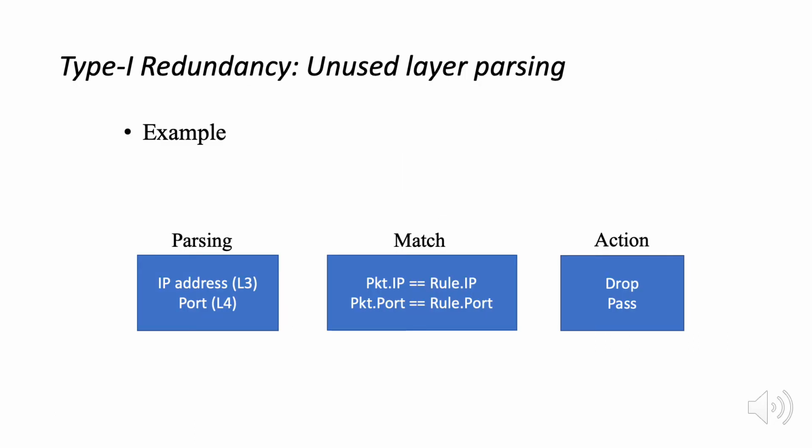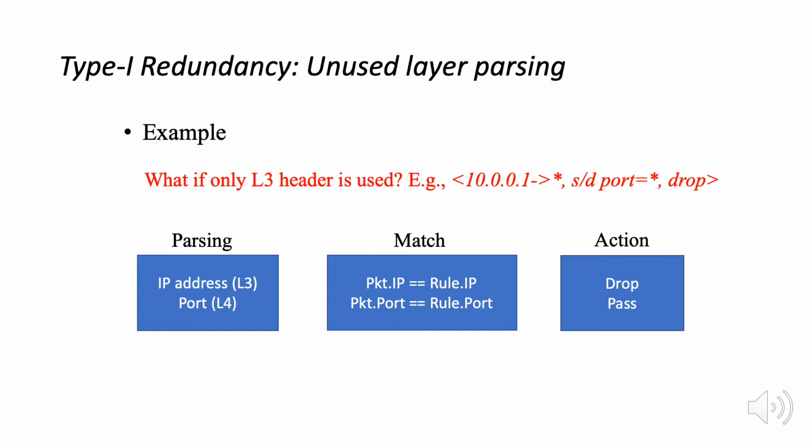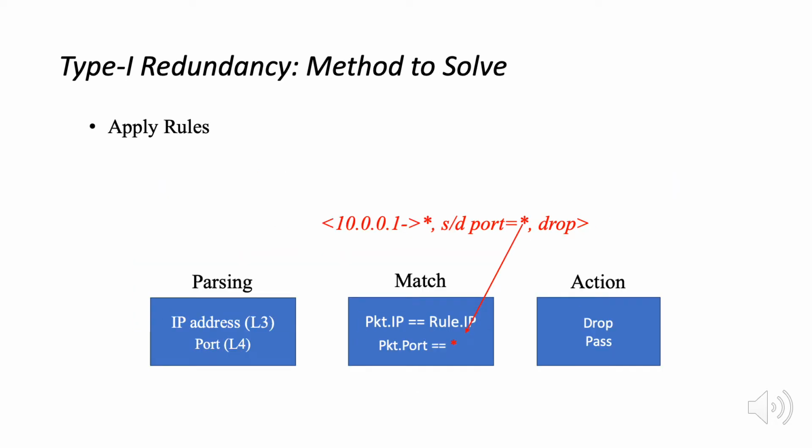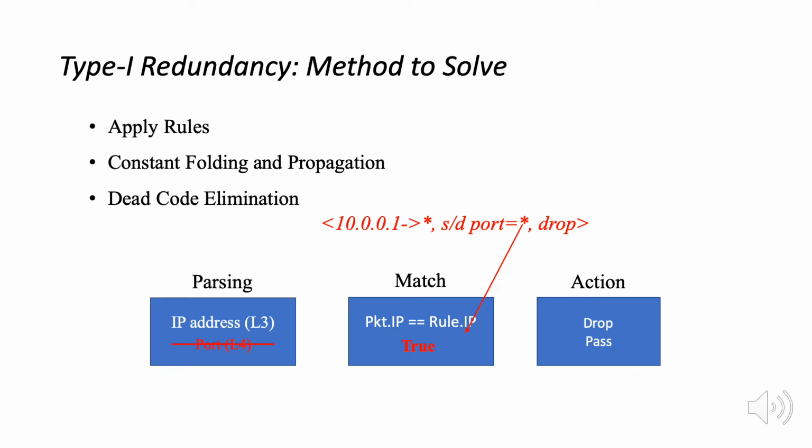From the SNORT code, we observe the first type of redundancy: all on-off logic designed for a protocol layer may be redundant. For example, if only the layer 3 header is used, and all rules use wildcards to match any port numbers, the incoming packet's port number always matches all configured rules. Then the packet port parsing operations are useless and should be redundant. To eliminate it, we can first load the configs into the program, and then do constant folding and propagation, and finally eliminate the redundancy by dead code elimination.